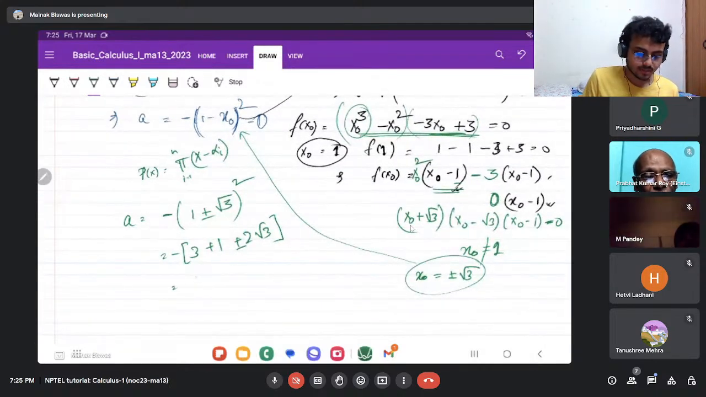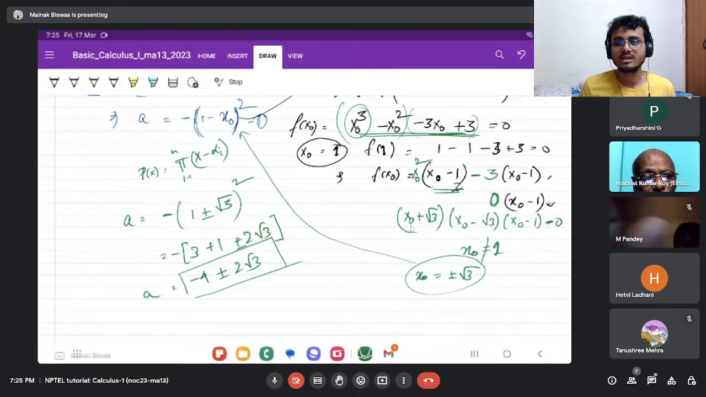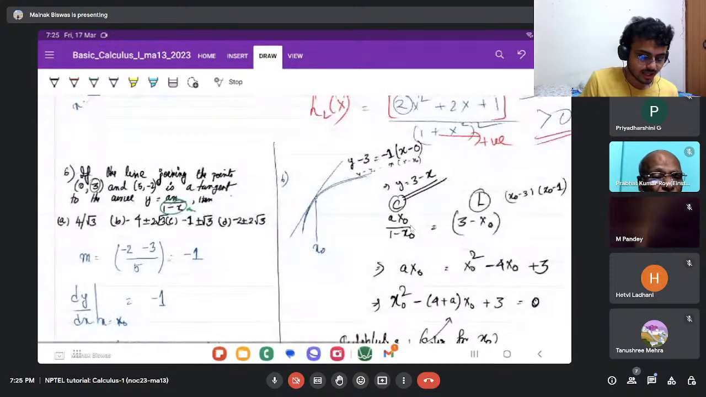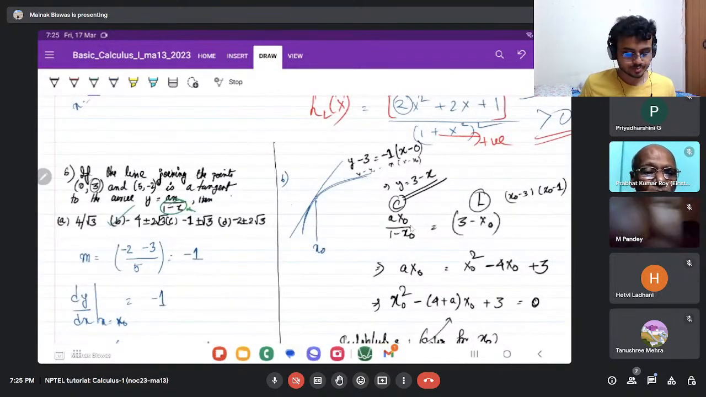So you get minus 4 plus minus 2 root 3. Agreed? Last part of the calculation is clear? Yes, sir. Negative with plus minus is always plus minus. We'll also plot this and see if it is working. So let's plot it.